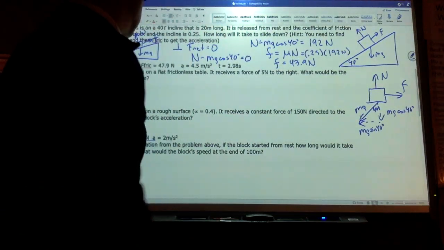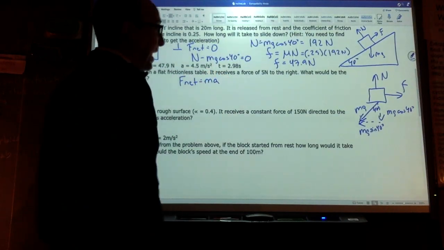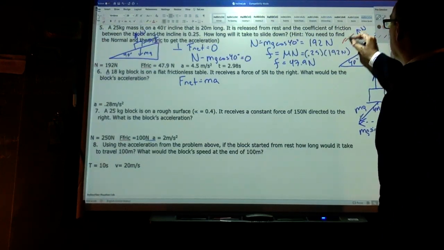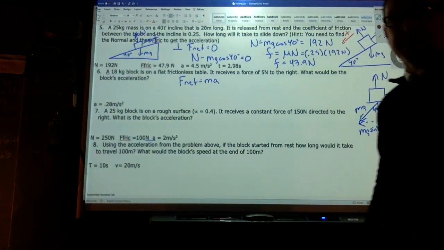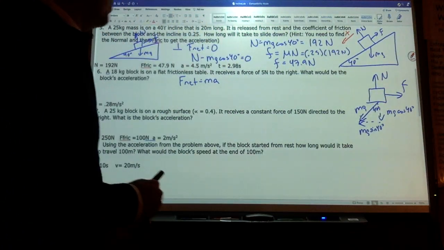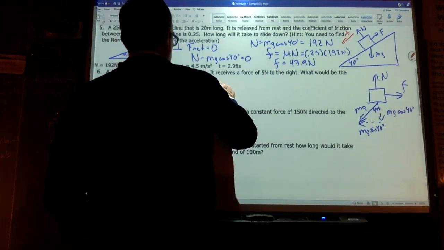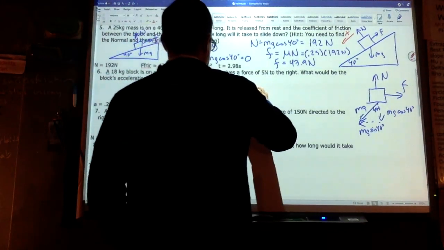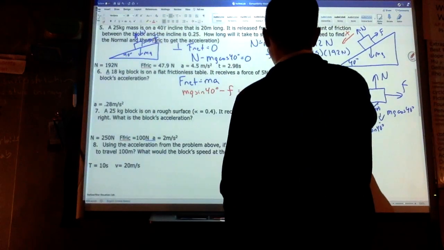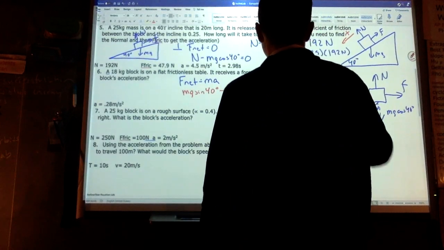All right, now I can do my Fnet equals ma. And I'm going to take down the incline to be positive. So our rule is we take the direction of the acceleration to be positive. So I'm going to say down the incline is going to be my positive direction. So I'm going to have mg sine of 40 minus the friction is equal to ma. So a is going to be equal to mg sine of 40 minus the friction over m.